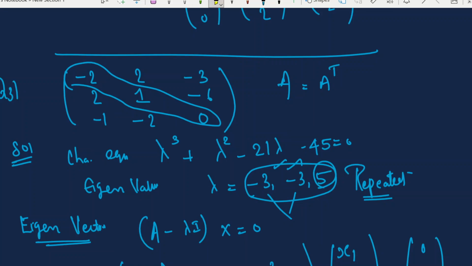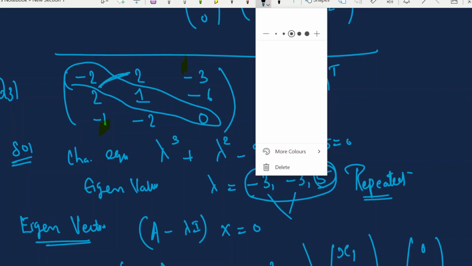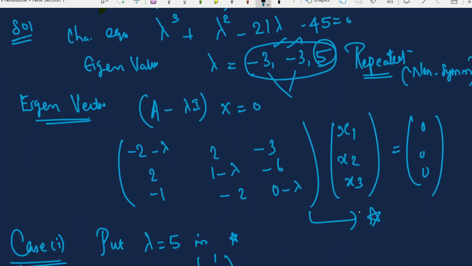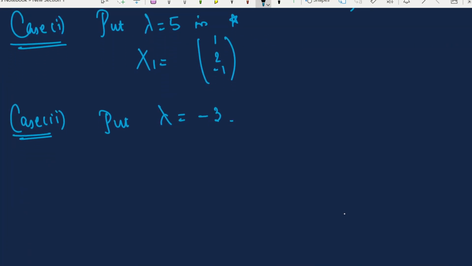That is, these two values 2 and 2, and here also the same entry. This one should be the same entry, and these two entries should be the same. Then only it is a symmetric matrix. If you fold this matrix, the entries should coincide. So here 2 and 2 okay, but these two entries are unequal. So this is not a symmetric matrix. So non-symmetric matrix.